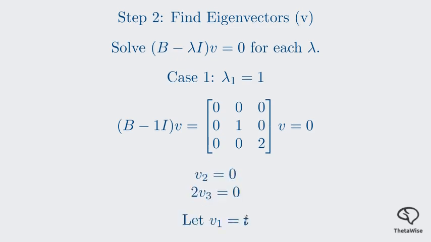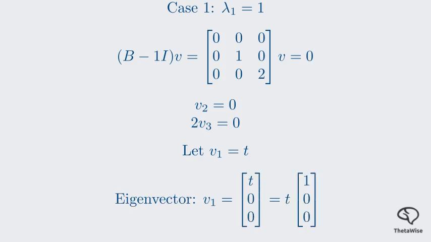This gives us the system v2 equals 0, and 2 times v3 equals 0. This means v2 and v3 must be 0, but v1 can be anything. We choose v1 equals 1. So the eigenvector is v1 equals [1, 0, 0].